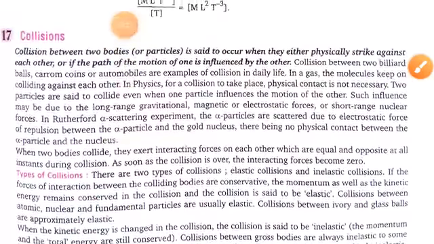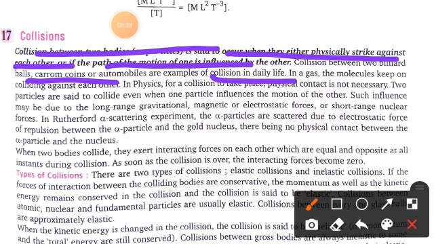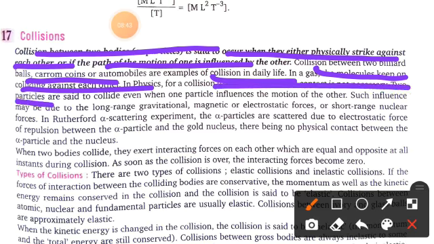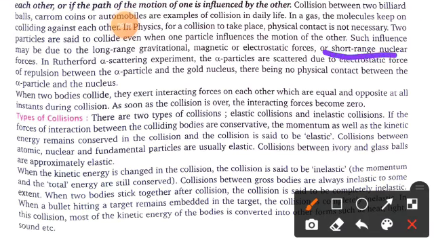Now what is collision? Collision between two bodies or particles is said to occur when they either physically strike against each other, or if the path of motion of one is influenced by the other. Clear? So collisions between two billiard balls, carom coins, automobiles are examples of collision in daily life. In a gas, the molecules keep on colliding against each other. In physics, for collisions to take place, physical contact is not necessary. Two particles are said to collide even when one particle influences the motion of the other. Such influence may be due to long-range gravitational, magnetic or electrostatic forces, or short-range nuclear forces.